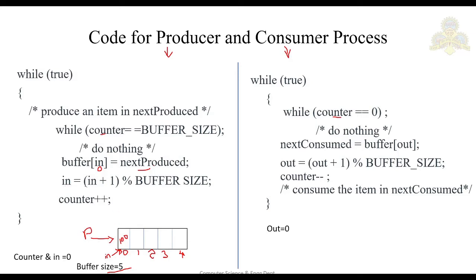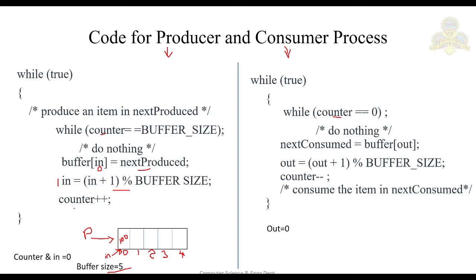Next we have in is equal to in plus 1 modulo buffer size. What is the value of in? That is 0. 0 plus 1 mod buffer size. What is the buffer size? 5. So 0 plus 1 is 1. 1 mod 5, you will get 1. So first you will have in value as 1. Previously it was 0. After performing this operation, it has become 1.